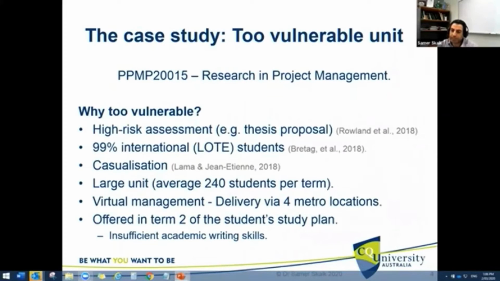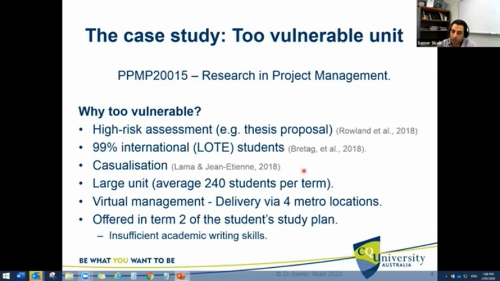So this case study involved a unit that included 2 high-risk assessments. And why is it so vulnerable? The unit is called Research and Project Management, and it is vulnerable for many reasons. Research has said that the thesis proposal, for example, which is the main assignment, is the most significant assessment that could be purchased by students in their candidature. Research also says that international students are more prone to contract cheating and academic misconduct because of the different system, the competing priorities, and so on.